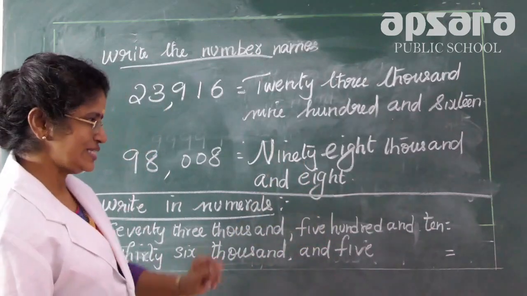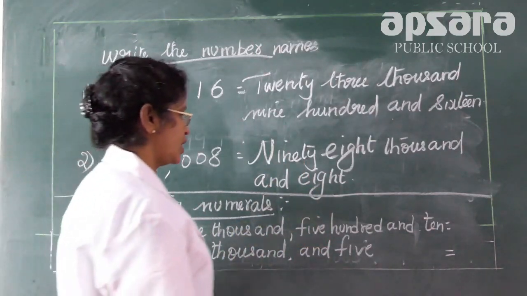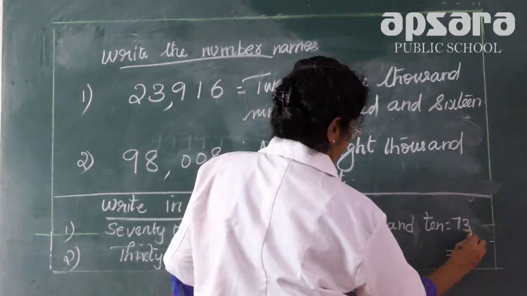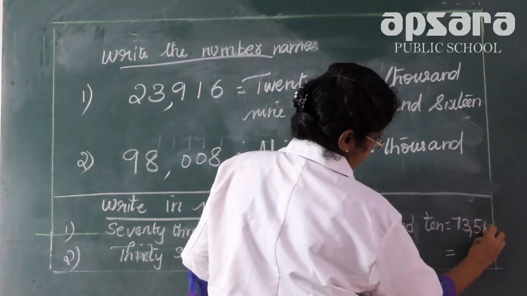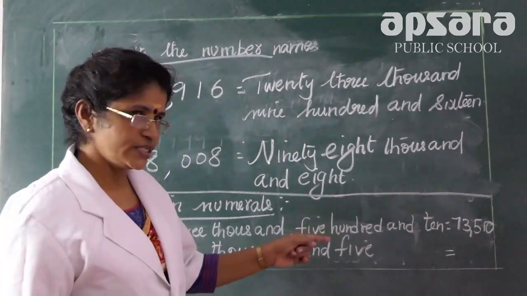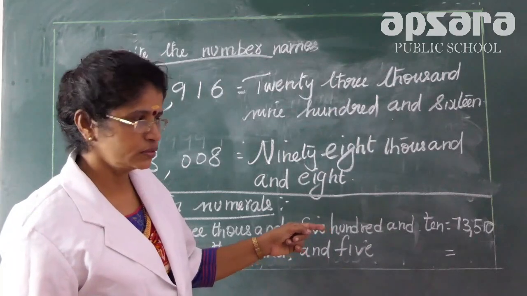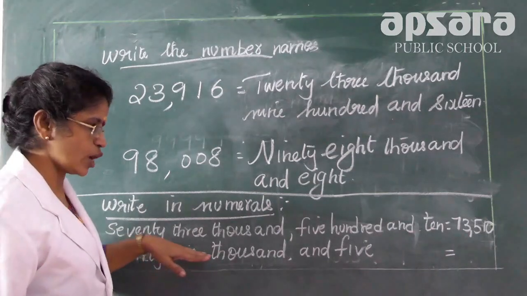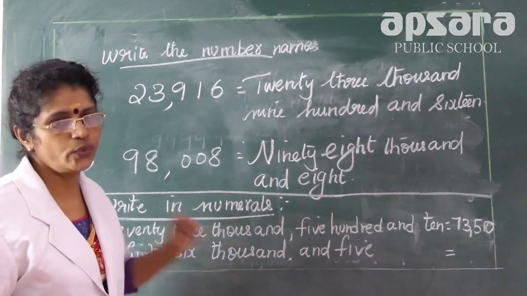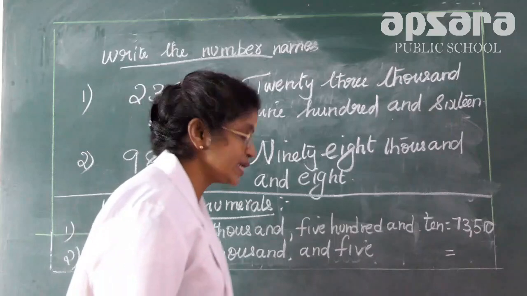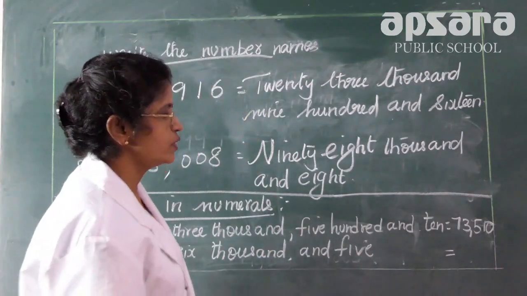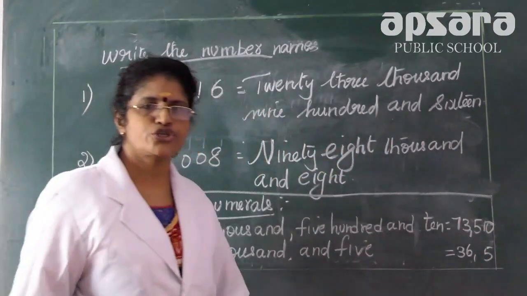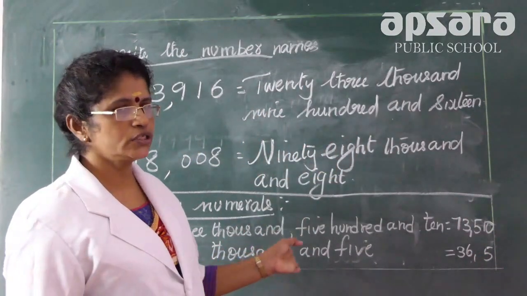73,510. Is it correct? This is the answer you have said in your mind? Yes, right? Now, the next one. 36,005. How to write 36,005? This is correct. I have given here 36,005.